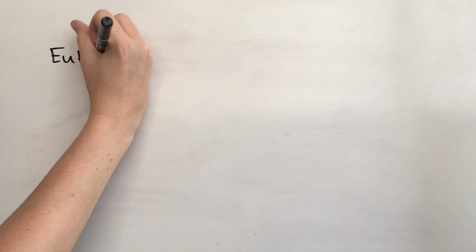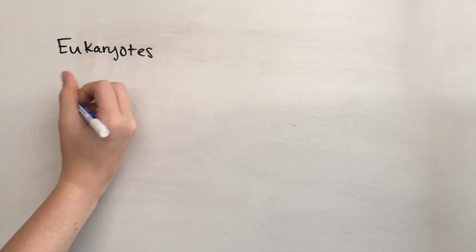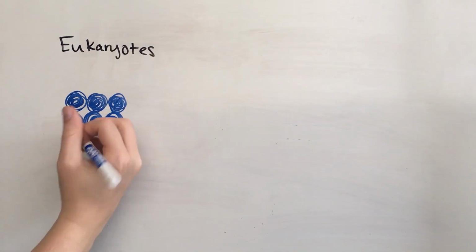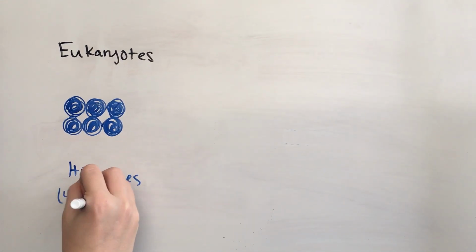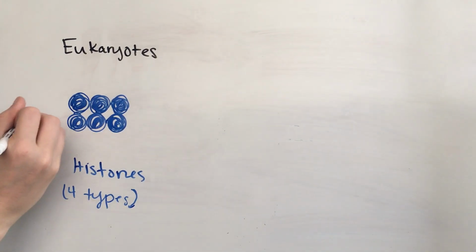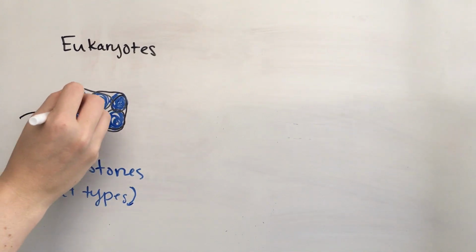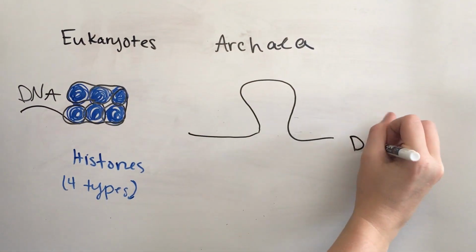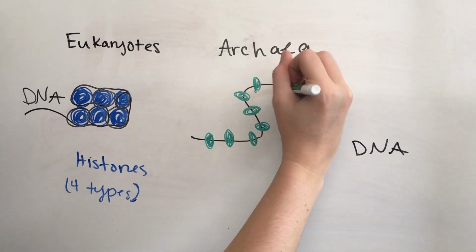Eukarya use 4 different types of histones. They use 2 of each type of histone on each strand of DNA for a total of 8 histone molecules on each nucleosome. DNA strands are wound around these 8 histone proteins forming the nucleosome. Nucleosomes are strung together on a strand of DNA and eventually become chromosomes. In archaea, DNA is wrapped around one type of histone protein to make a superhelix.